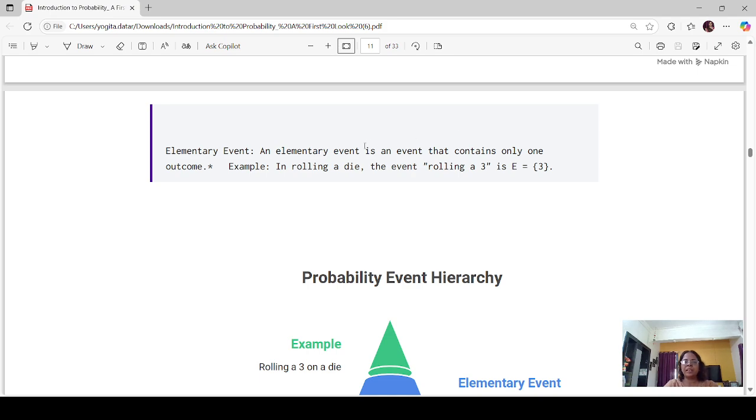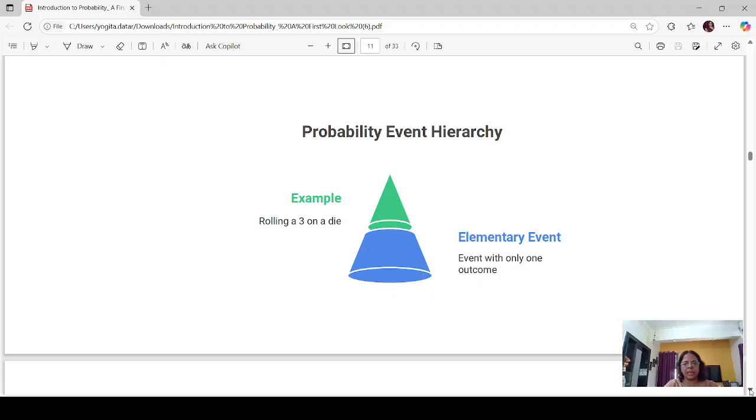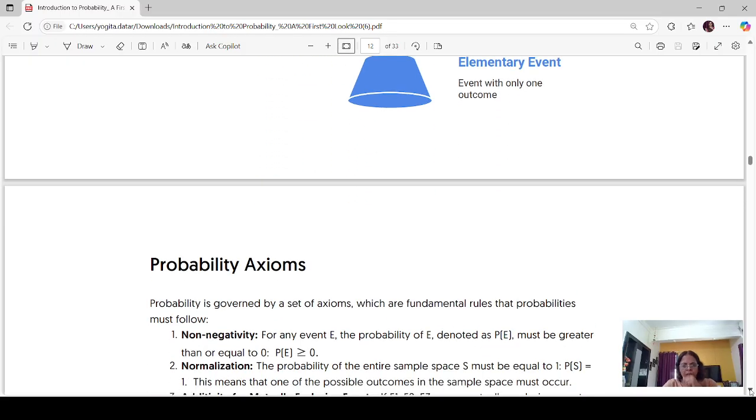An elementary event is an event that contains only one outcome. So if we throw a die and we are interested in only getting an even prime number, then obviously the event will have 2, and that is the only even prime number. So that event will be called an elementary event.